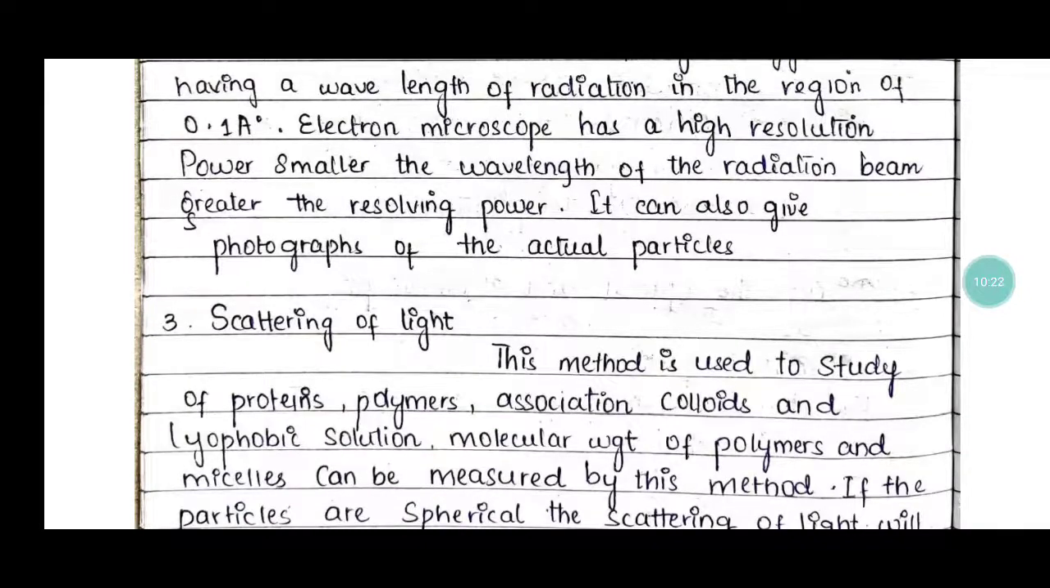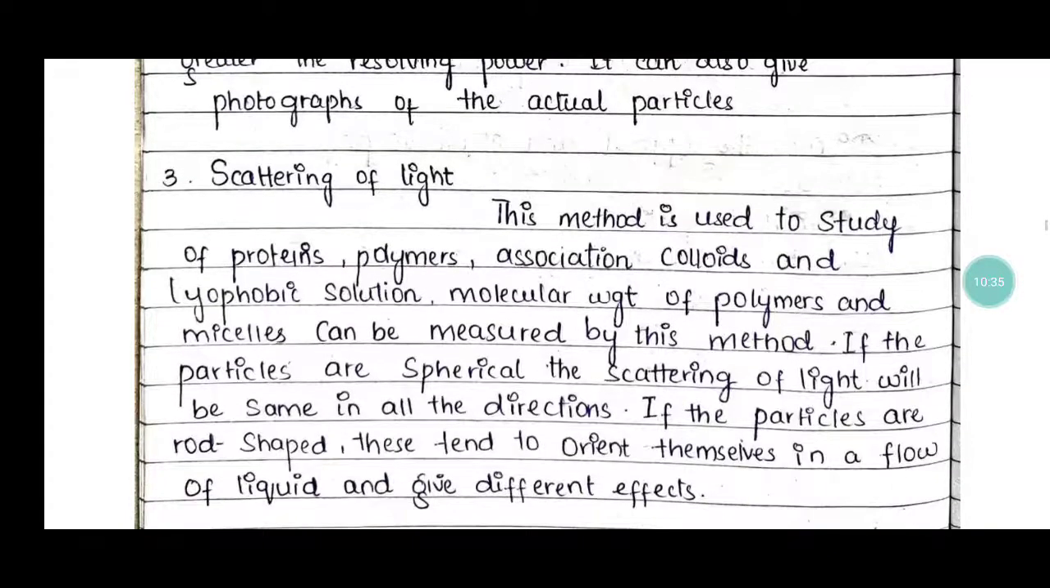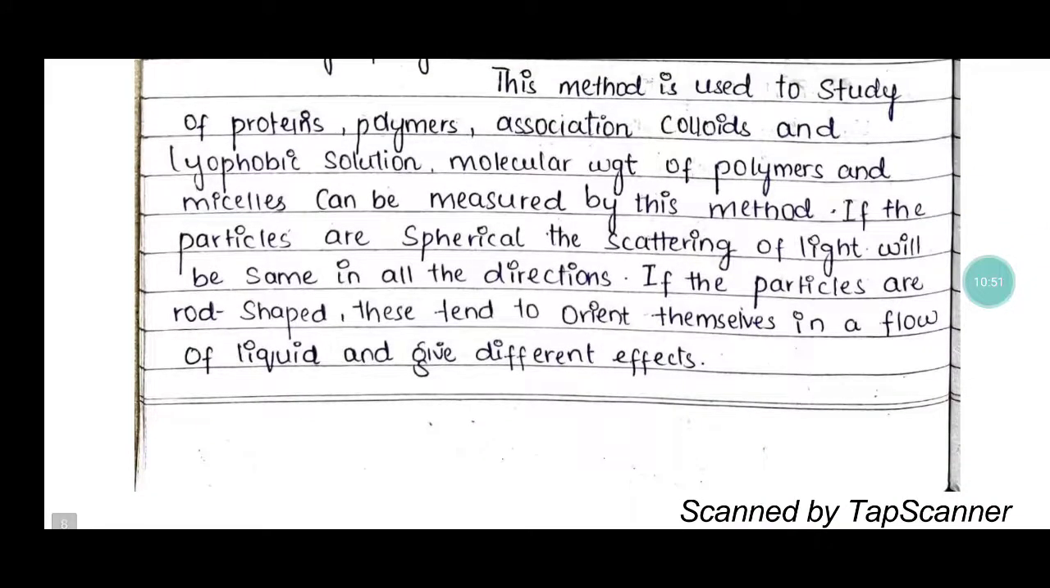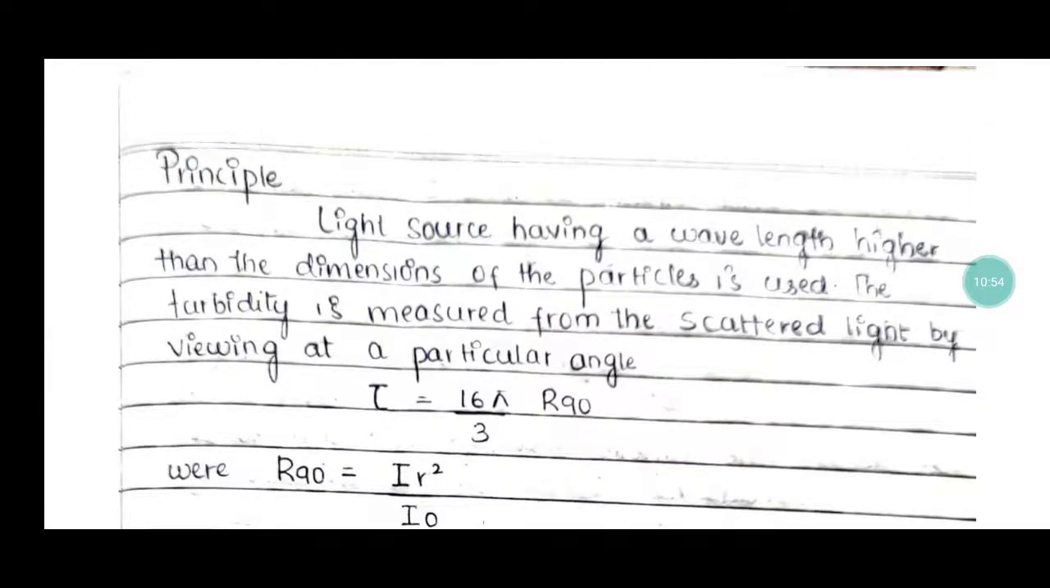Number third, scattering of light. This method is used to study proteins, polymers, association colloids and lyophobic solutions; the molecular weight of polymers and micelles can be measured by this method. If the particles are spherical, the scattering of light will be the same in all directions. If the particles are rod shaped, they tend to orient themselves in a flow of liquid and give a different effect. The principle is that a light source having a wavelength higher than the dimensions of the particle is used, and the turbidity is measured from the scattered light by viewing at a particular angle.